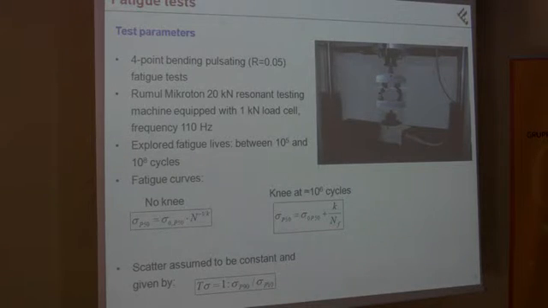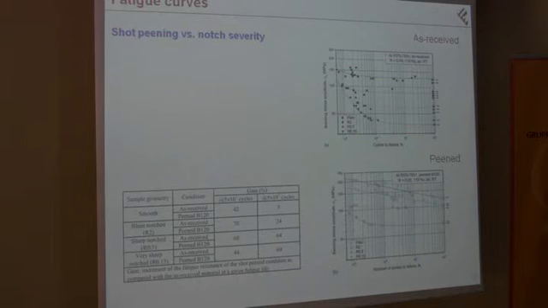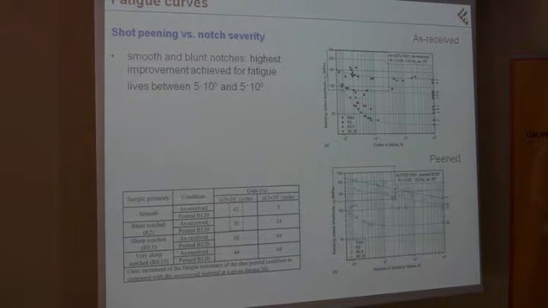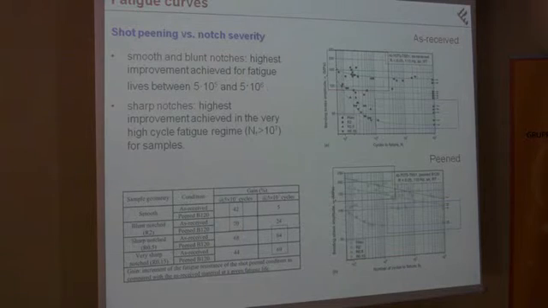The results of this analysis are reported in these two charts. Here on the top, the material as received, not peened, and in the bottom, the peened results. We can observe very interesting results for a smooth specimen, not notched, and blunt notches. The highest improvement can be found in the medium life regime, between 500,000 and 5 million cycles, whereas the highest improvement for sharp notches is obtained in the very high cycle fatigue regime, in the region up to 100 million cycles. So there is a difference between the two notch geometries.